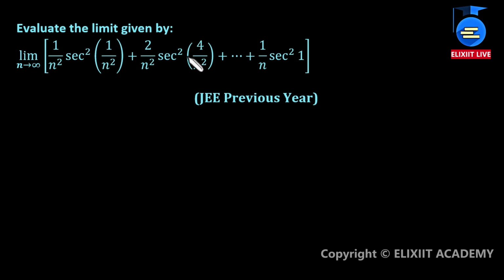We have to evaluate this limit: n tends to infinity, 1 by n square sec square 1 by n square, and so on up to 1 by n sec square 1. This is a JEE problem actually. What I have, the first term is 1 by n square sec square 1 by n square. Second term is 2 by n square sec square 4 by n square.